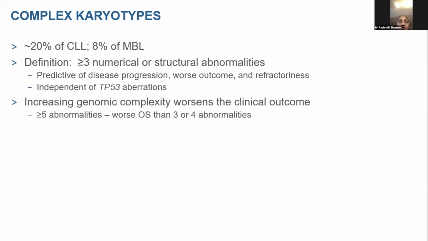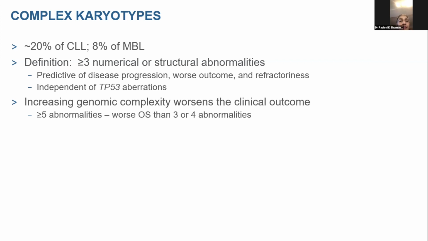The additional information that we can obtain by conventional karyotype that will be missed by FISH is the presence of complex karyotype. It can be seen in about 20% of CLL cases and in a small proportion of monoclonal B lymphocytosis as well. So it doesn't actually mean that it's an advanced disease. It can occur way early on. It's just a reflection of disease biology.